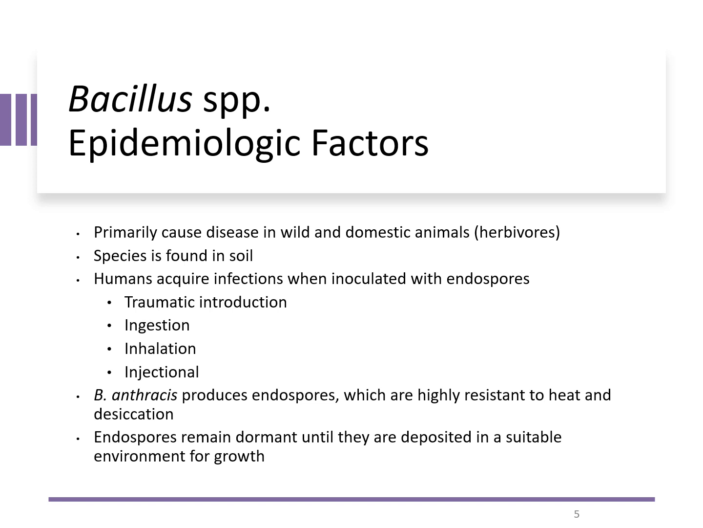Bacillus anthracis produces endospores, which are highly resistant to heat and any sort of deterioration. These endospores can remain dormant until they are deposited in some sort of suitable environment for growth. This can make Bacillus anthracis usable as a biological weapon, because these endospores are very resistant.